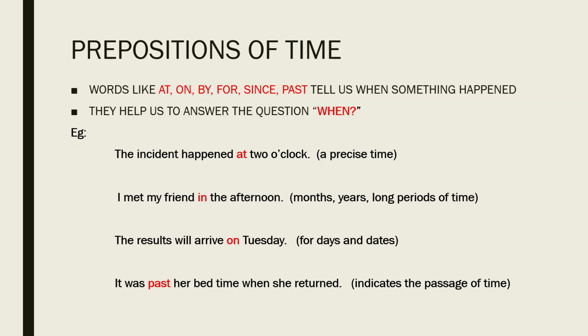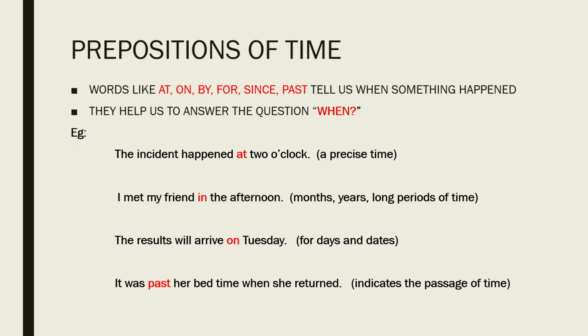Now look at the first example. The incident happened at 2 o'clock. At here signifies a precise time. You cannot say at afternoon. That would be wrong. Alright, the incident happened at 2 o'clock. It's a precise time. I met my friend in the afternoon. So when did I meet my friend? At a specific time, that is in the afternoon.